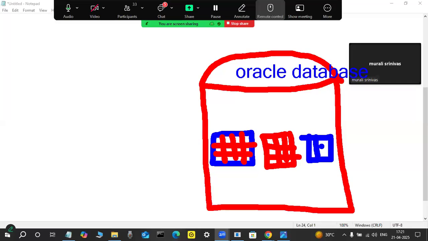This database stores a structured collection of data. Observe here. This is a structured collection of data. Structured collection of data.